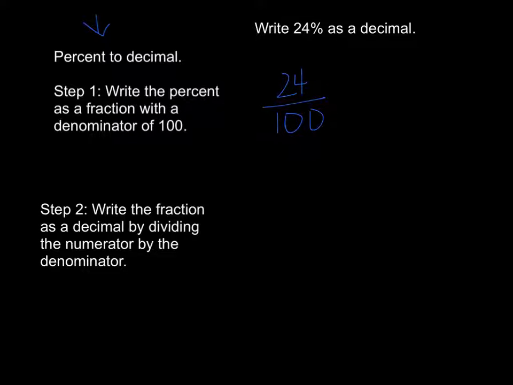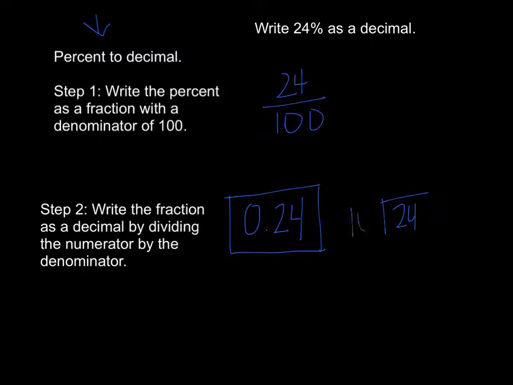So this is 24 hundredths. If I said this number, I would say 24 hundredths. Well, I know I can also write 24 hundredths like this. This could be how I write it, but let's practice dividing the numerator by the denominator. So I would do 24 divided by 100.